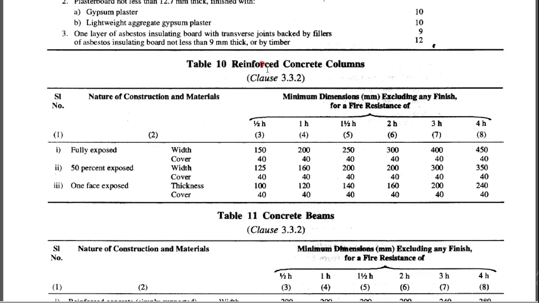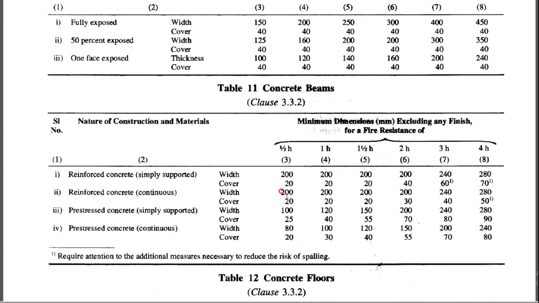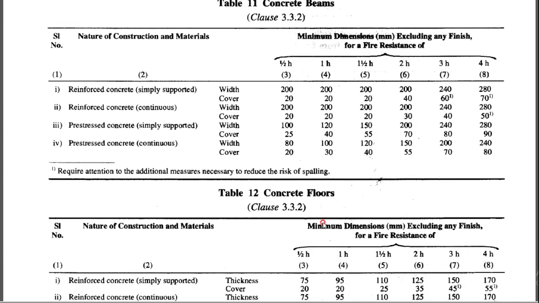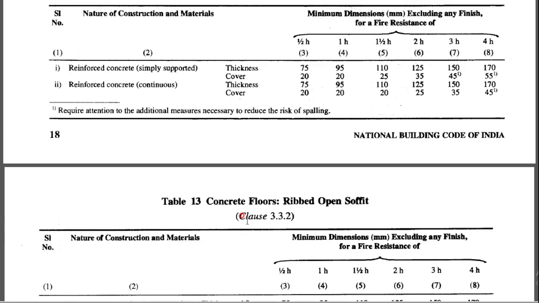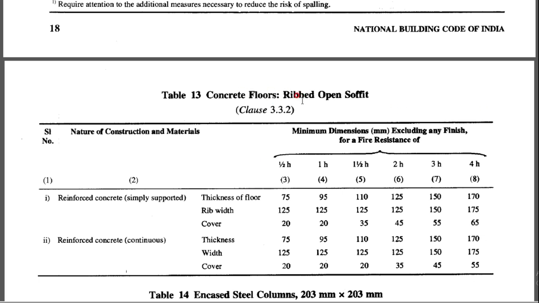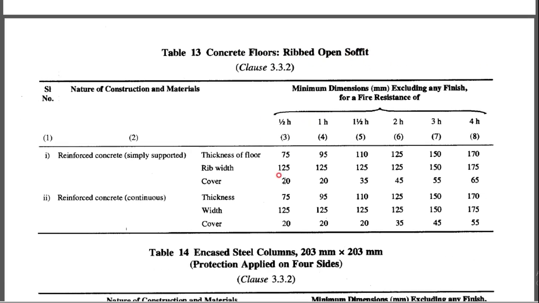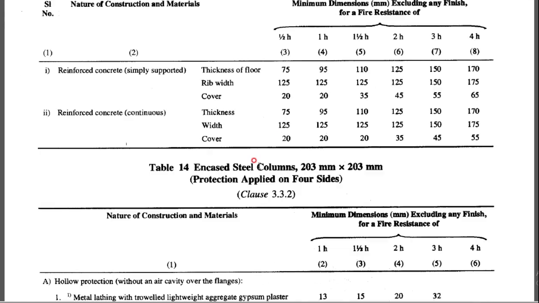Okay, for columns, for different ratings of fire, 1 hour, 2 hour, 3 hour, what shall be the thickness? Fully exposed, 50% exposed, one face exposed, like that. Width and cover both are maintained. This is for beams, same data. This is for concrete floor, same data. This is for floors, ribbed or open soffit. Open soffit means the bottom is a little bit cut down. We call the type ribbed or open soffit.